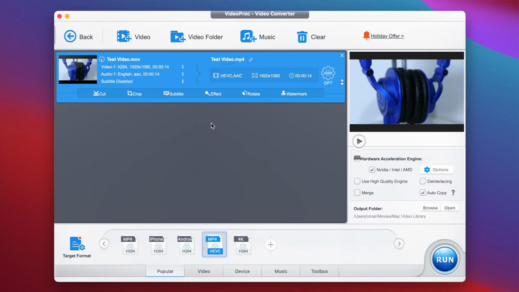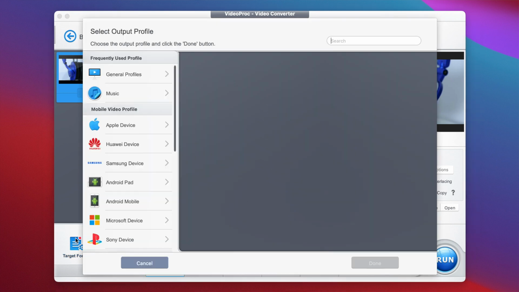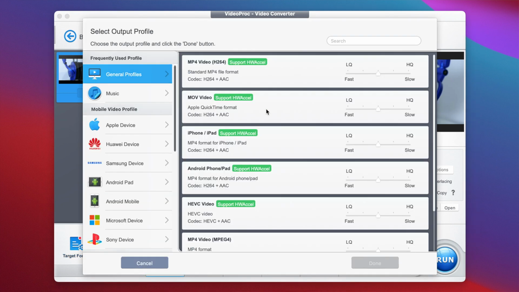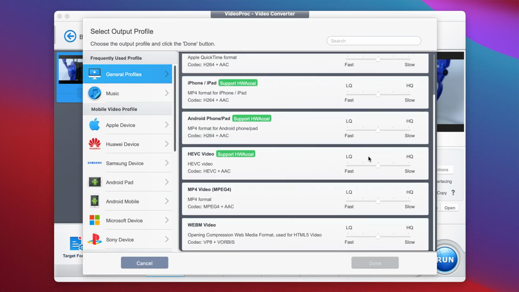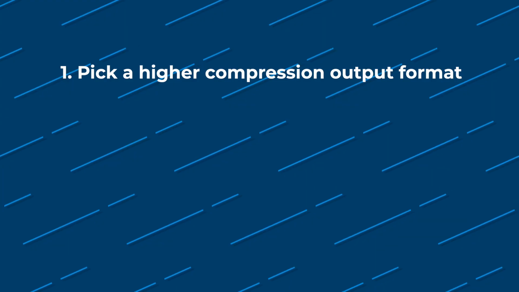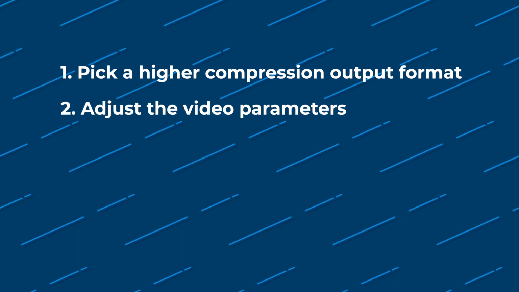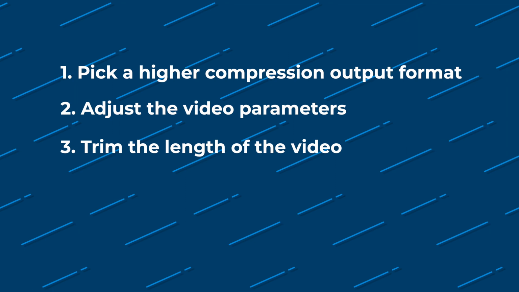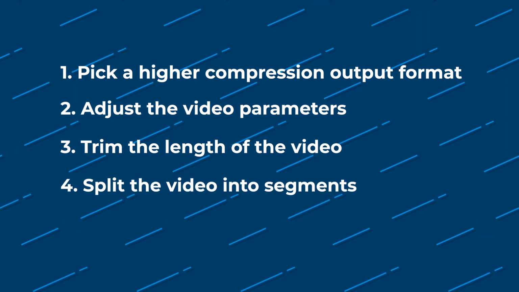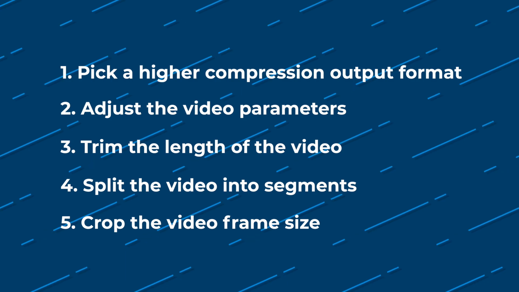So the way to send large video files through email using VideoProc Converter is to use this tool to compress your video file to a small size so that you can send the videos by attaching them directly to any email account. Here's 5 easy ways that VideoProc Converter can compress your video file by up to 90%. The first way is by selecting a higher compression output format. 2 is adjusting the video parameters of your video. 3 is to trim the video length. 4 is to split the video into segments. And then 5 is to crop the video frame size.